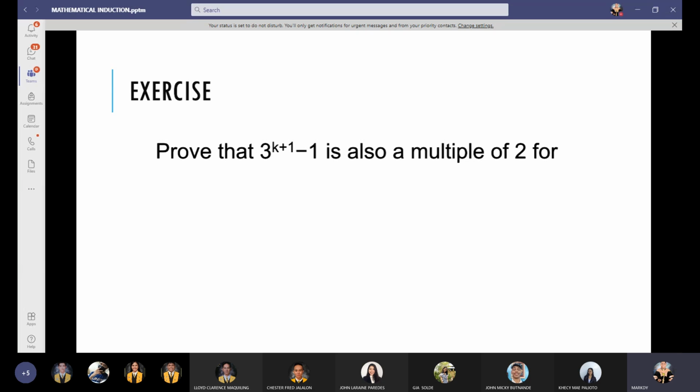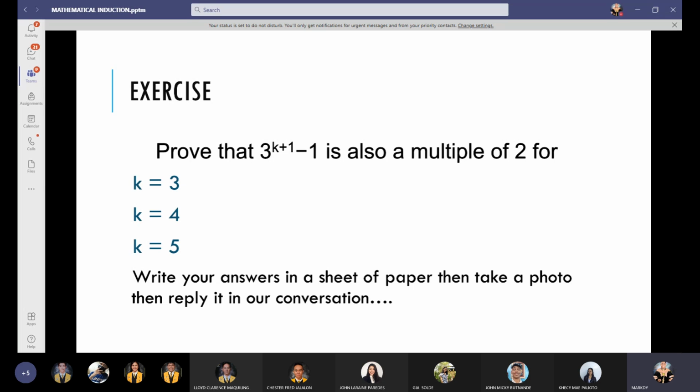Okay, so we have another exercise for you to work with. Kindly write your answers in a sheet of paper. We need to prove 3 to the power of k plus 1 minus 1 using these values of k: 3, 4, and 5. The same procedure as before. Okay? Are we clear? Yes, sir. Okay. Thank you.